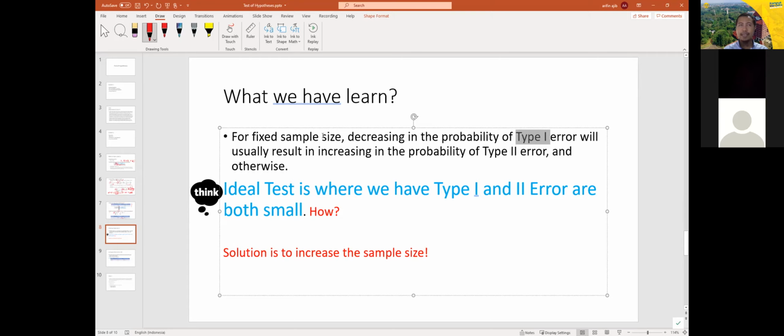And the ideal test, when we have type 1 and type 2 error both small. Jadi keduanya harus kecil. Kalau tesnya itu bagus, ya, kira-kira seperti itu. Solusinya bagaimana? What kind of solution here? The solution is to increase the sample size. Increase the sample size.